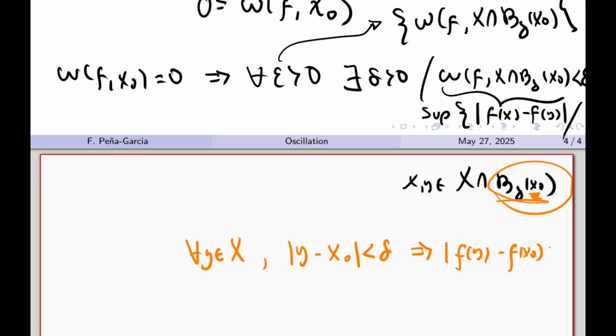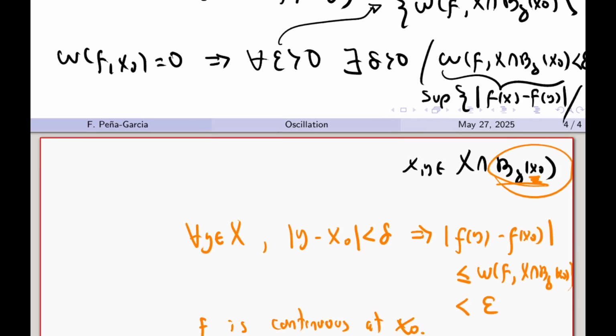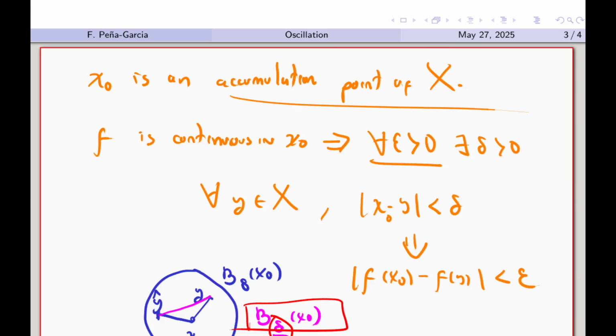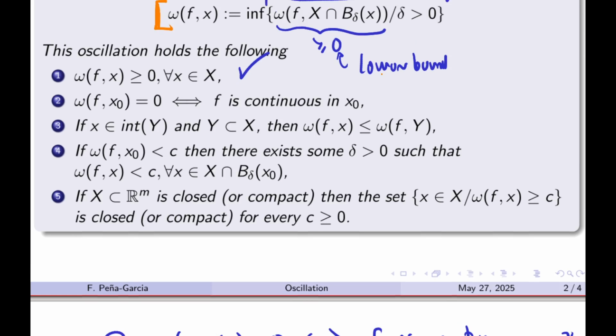minus is smaller or equal than the supremum, which is this number, but it happens that the supremum is strictly smaller than epsilon. So there you have it. This means that the function f is continuous at x naught. So yeah, it was kind of the same proof.